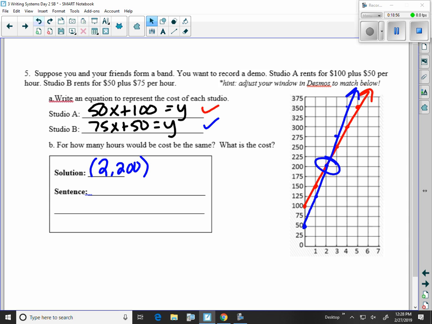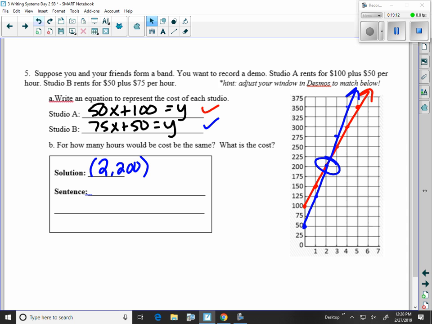Okay, sentence. We need a sentence. Who has a good one? There was a good explanation for what 200 means here. Anybody have a good one? After 2 hours, both studios cost $200. Yes. After 2 hours, both studios will cost $200.